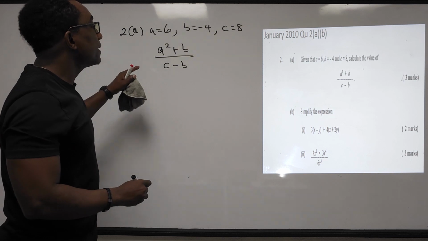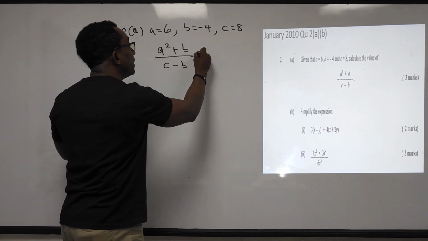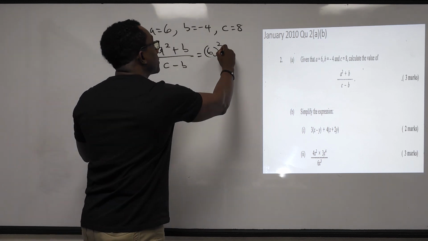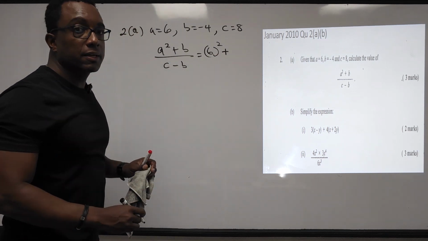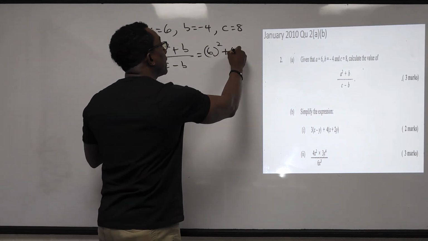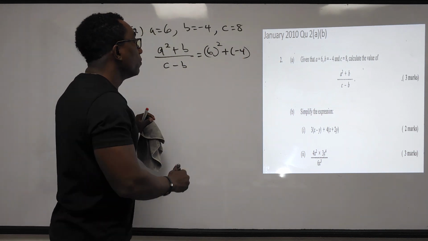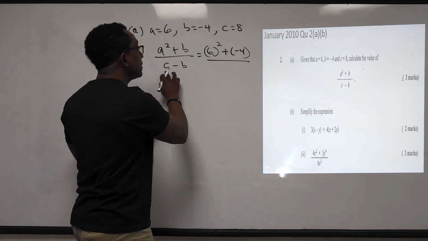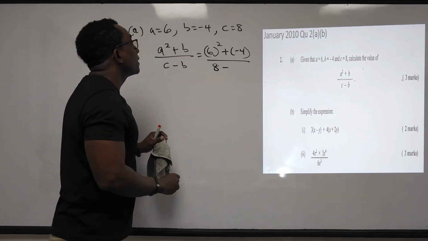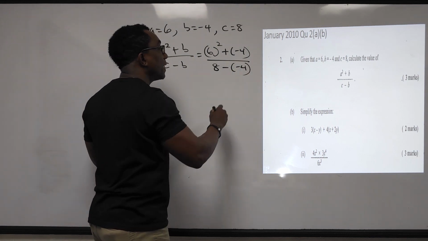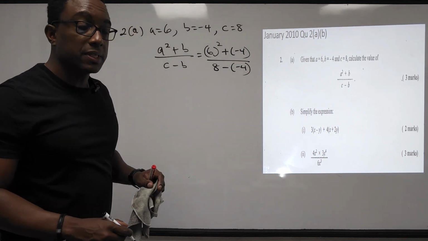So I'm going to replace A with 6. Where I see A, I'm going to put 6 in brackets squared, and make sure you put brackets, plus I'm going to replace B with -4, and I make sure I put -4 in brackets to separate those two signs, all over C, which I replace with 8, minus B, I replace with -4, and to separate my two signs, I make sure -4 is placed within brackets.